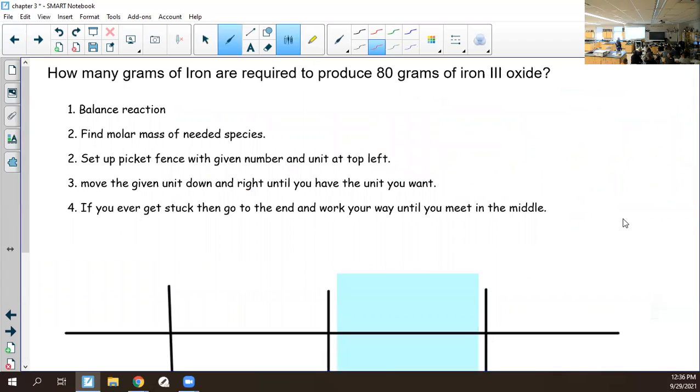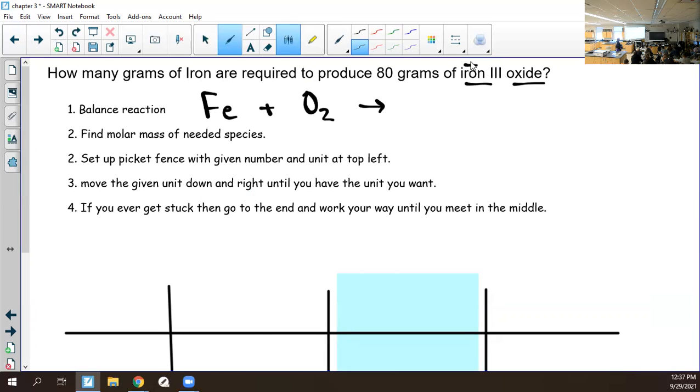How many grams of iron are required to produce 80 grams of iron 3 oxide? So step number 1 is to balance the reaction. I will do it, but you need to get to this point. So I'm going to produce iron 3 oxide. So my 2 elements must be iron and oxygen. I put a 2 with oxygen because I know it's diatomic, right? Then it's iron 3 oxide.